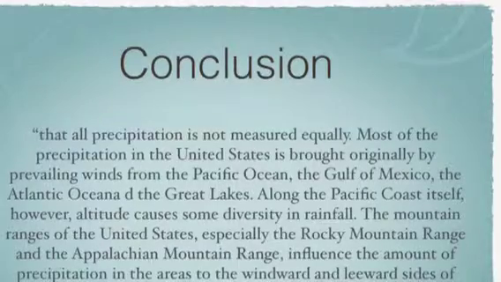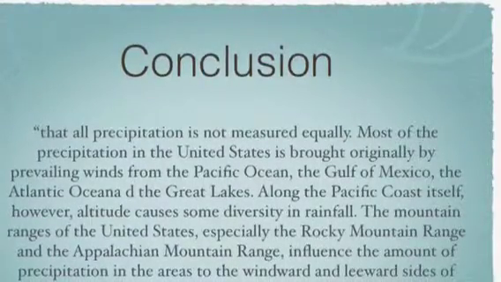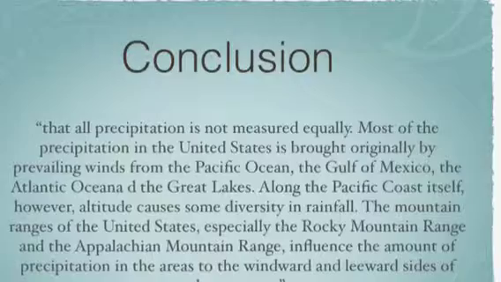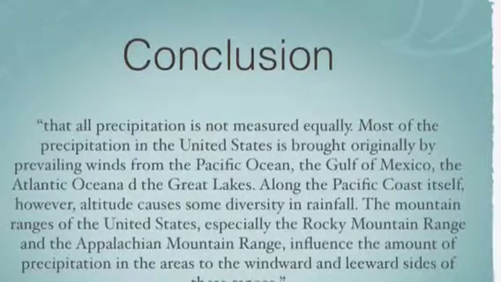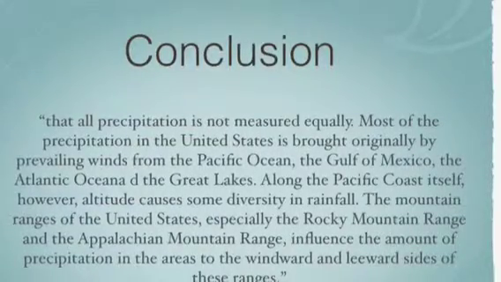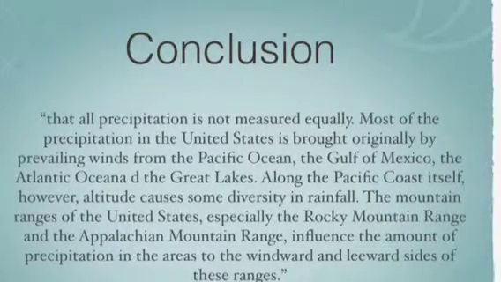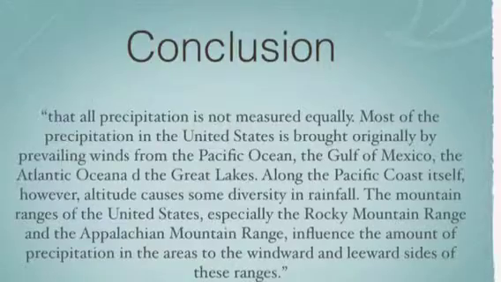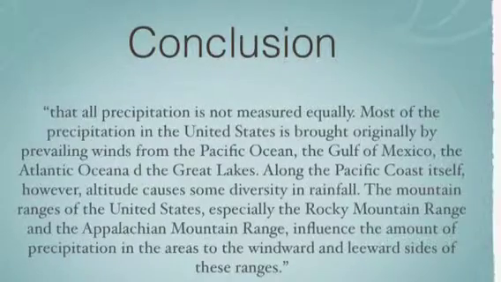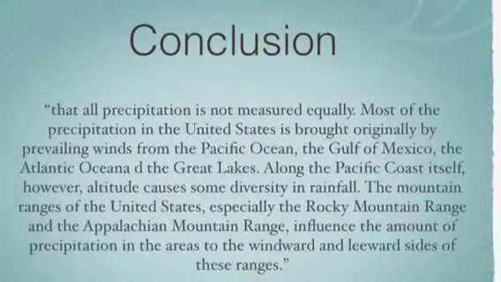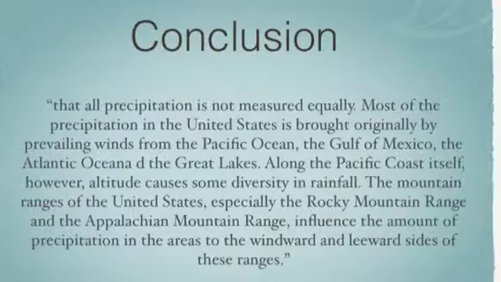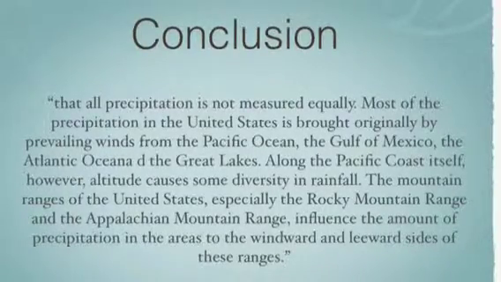Conclusion: all precipitation isn't measured equally. Most of the precipitation in the United States is brought originally by prevailing winds from the Pacific Ocean, the Gulf of Mexico, the Atlantic Ocean, and the Great Lakes. Along the Pacific coast itself, however, altitude causes some diversity in rainfall. The mountain ranges of the United States, especially the Rocky Mountain Range and the Appalachian Mountain Range, influence the amount of precipitation in the areas to the windward and leeward sides of these ranges.